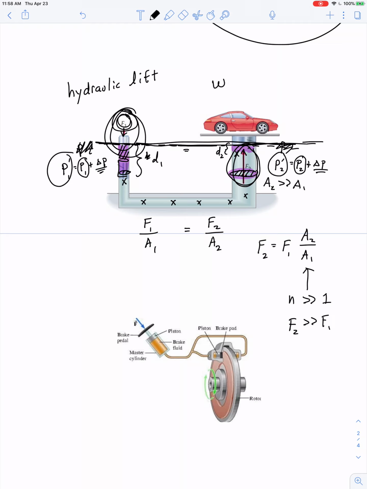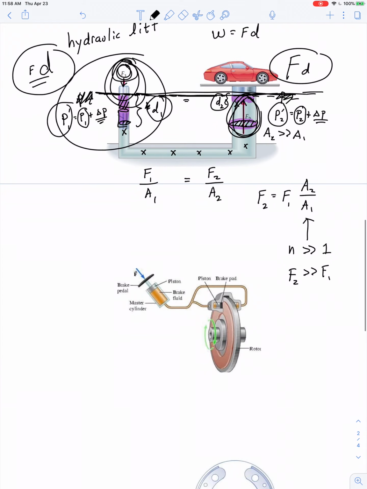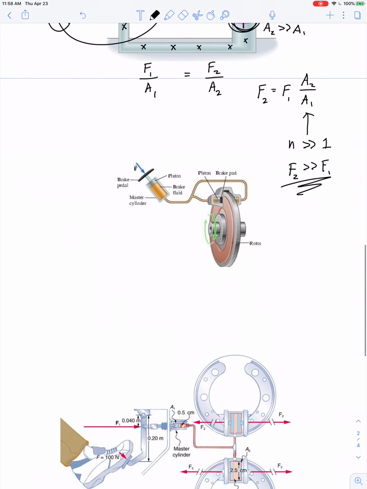And remember, work and energy are both measured in joules, and work is force times distance. So in one case, you have a small force multiplied by a big distance, and over here you have a big force multiplied by a small distance. The amount of change in energy in both sides is the same. So there's really no violation. It multiplies force, but it doesn't multiply energy. This same principle is applied in the hydraulic braking system in most vehicles.